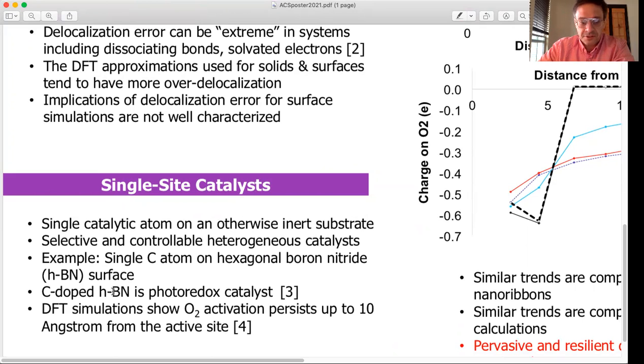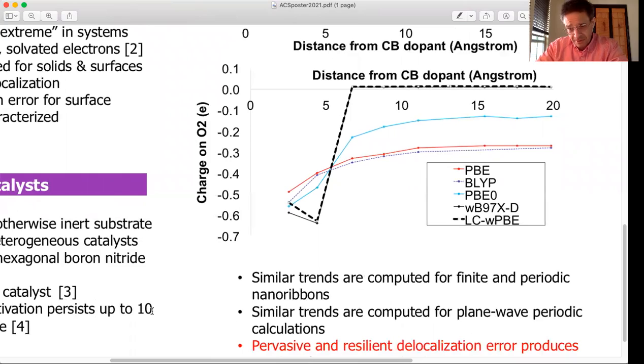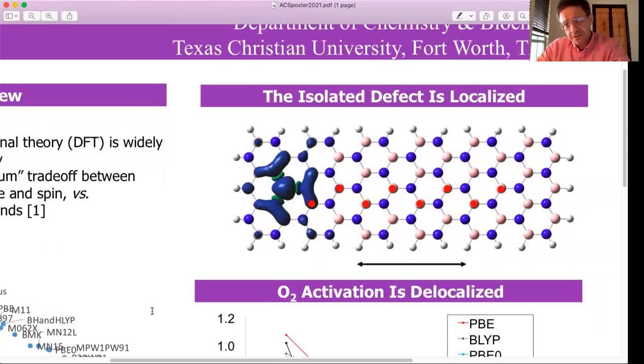Previous DFT simulations showed that O2 activation persists up to 10 angstroms from the active site. And what I'm here to tell you is that's not something real about the calculations. That's a problem with DFT. That's over-delocalization. Now, if you just look at the system in isolation, so here's a cartoon of the isolated defect on hexagonal boron nitride. These little dots are some sites that we'll be interested in. Here's the computed electron spin, and it's localized to the single carbon atom defect. It's modeling a single site catalyst on this inert substrate.